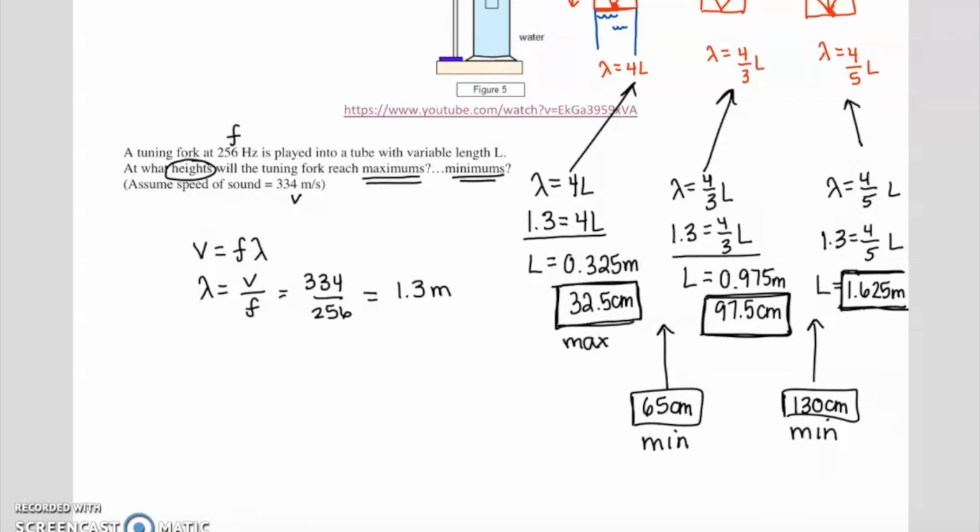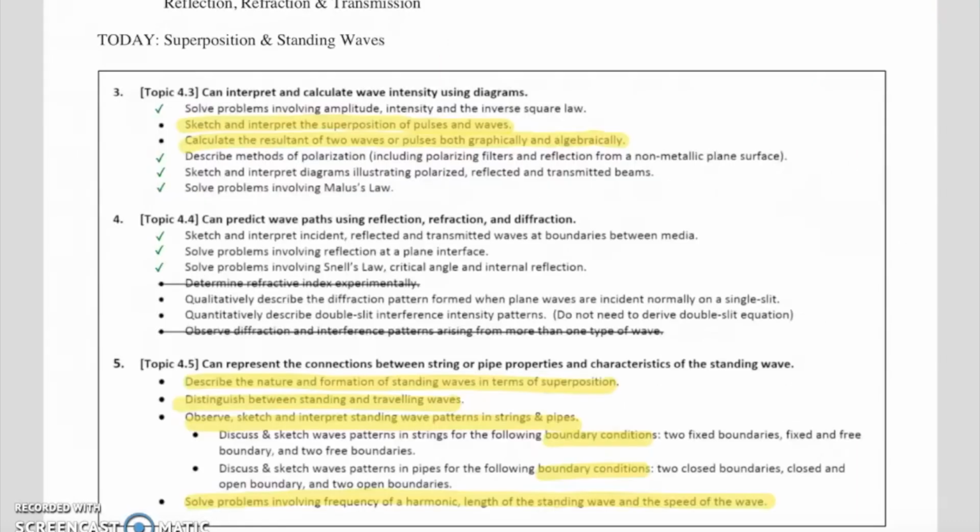You'll often see IB questions asking about this setup. It's a very famous experiment. So this concludes the lecture. We have now sketched and interpreted superposition of waves. You could calculate the resultant of two waves by algebraically or graphically adding them. We also dealt with superposition in the form of standing waves with our boundary conditions and solving problems.